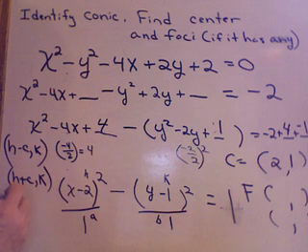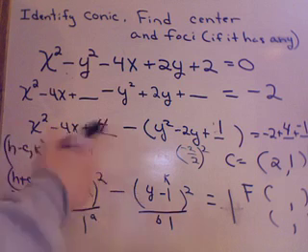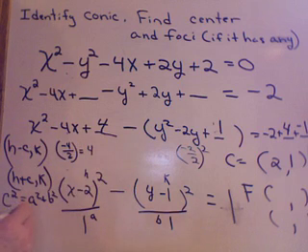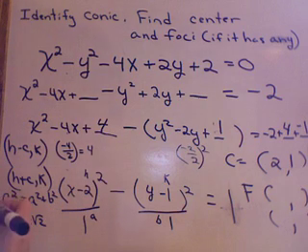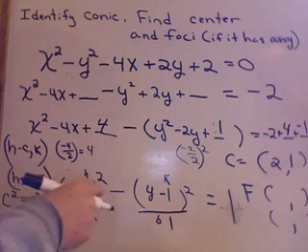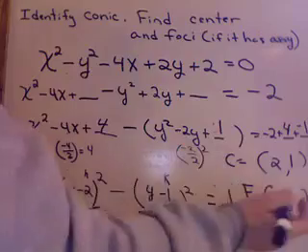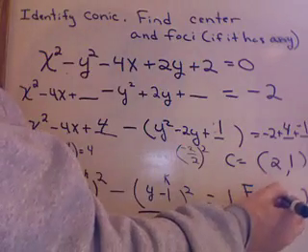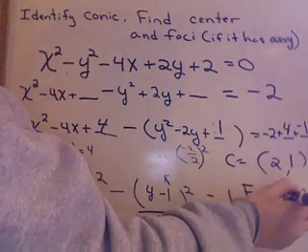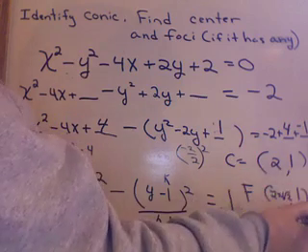Oh, I hope you remember this formula from the formula page. c squared equals a squared plus b squared. So I figure that out, and I get c equals plus or minus root 2. So the focal points become h, which is 2, right? So I do 2 plus root 2, and 2 minus root 2, and the second coordinate is 1 in both of them.